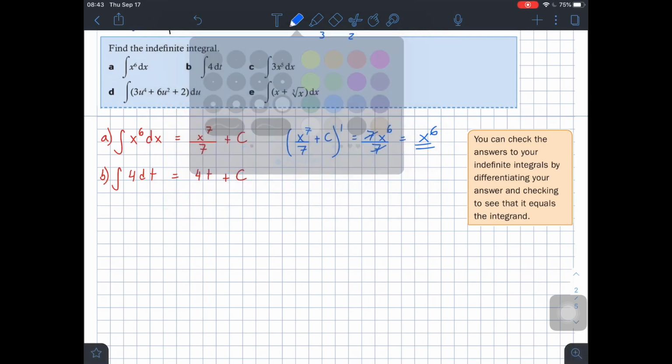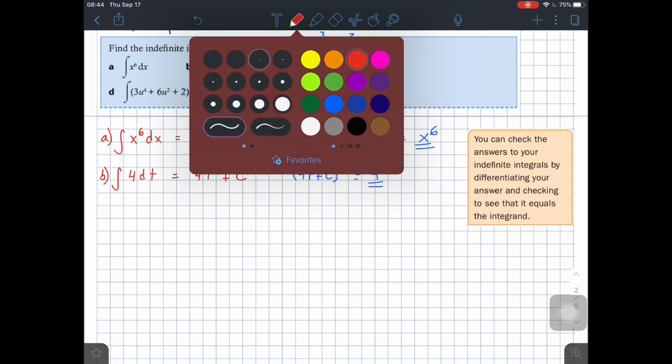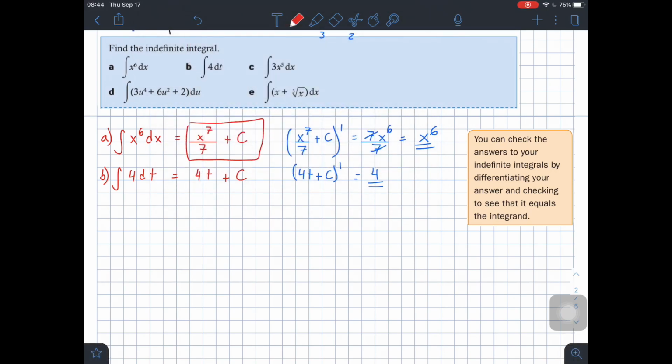Once again, if you want, you can check your result. We can find the derivative of 4t plus c, and we're going to get as a result 4 plus 0, right? So we get only 4, which means that we got the original function here, and that means that it's correct. Okay, let me mark this as an answer, and this is an answer. There you go.